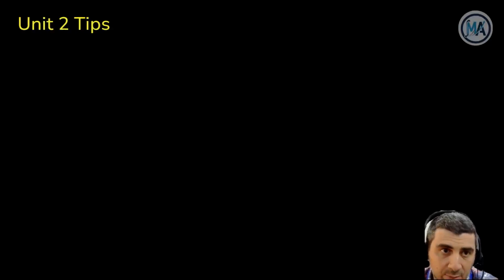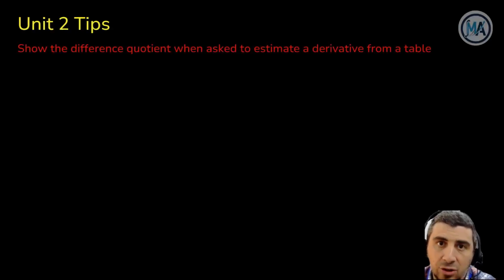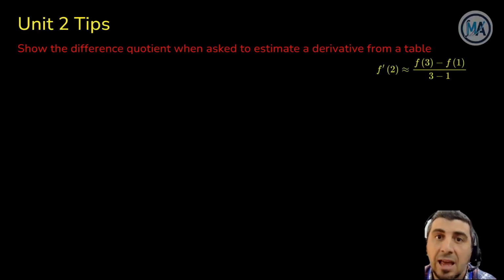Just a couple quick tips before we wrap it up here. Make sure if you're asked to estimate the derivative from a table of values, you need to show the difference quotient as a setup. So if the question asks us to find f prime of 2, but 2 wasn't in the table, but 3 and 1 were, you would have to have f prime of 2 is approximately f of 3 minus f of 1 all over 3 minus 1.